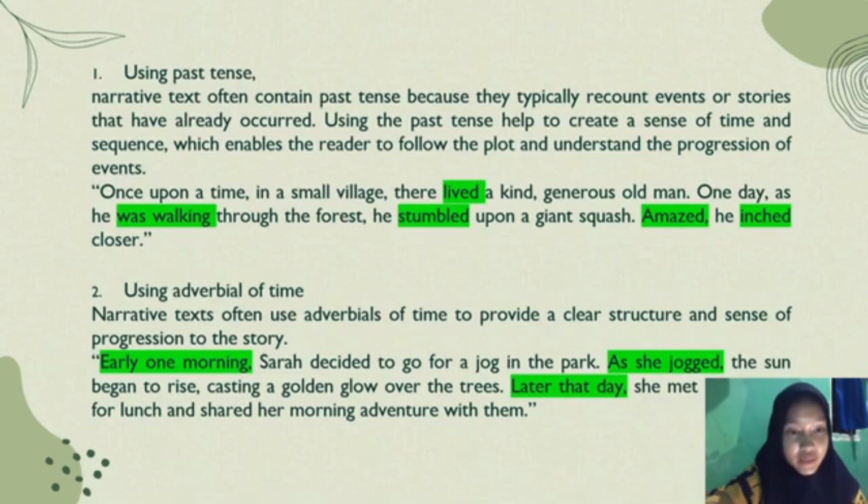For example, early one morning, Sarah decided to go for a jog in the park. As she jogged, the sun began to rise, casting a golden glow over the trees. Later that day, she met friends for lunch and shared her morning adventure with them. So, here the adverbials of time are early one morning, as she jogged, and later that day.